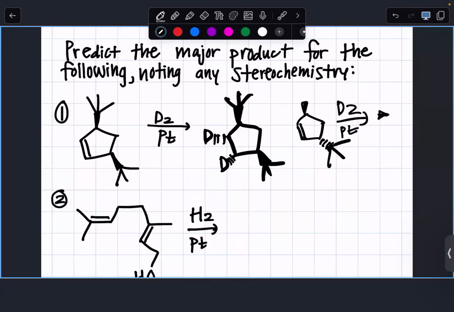Right? Wedge, deuterium. Because we still want to attack the less sterically hindered side. On the top side, we just have a methyl group. On the bottom side, we have a tert-butyl group. Since the tert-butyl group is bigger, there's more steric hindrance on the bottom side. So that's why the deuterium ions would attack the less sterically hindered side, which is the top side there. So this would be the major product for this problem here. It's still syn addition, and it still attacks the less sterically hindered side, but it's just different groups.